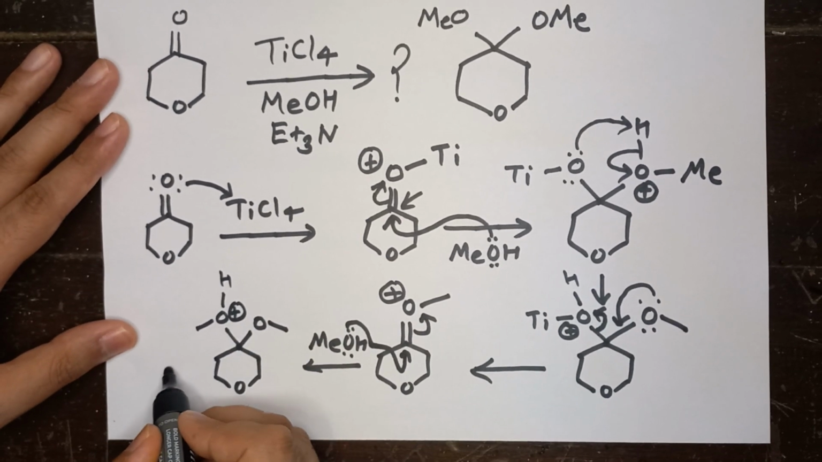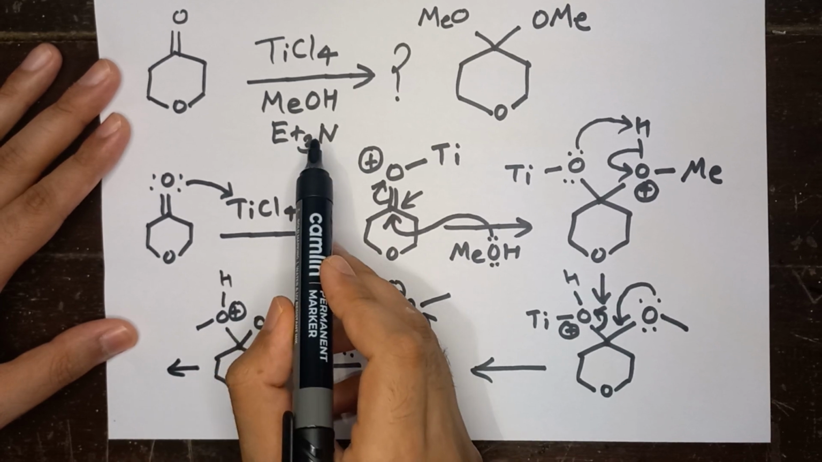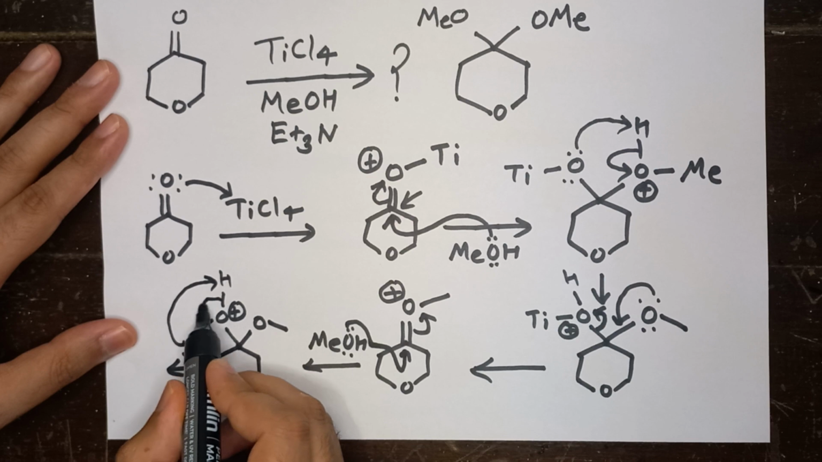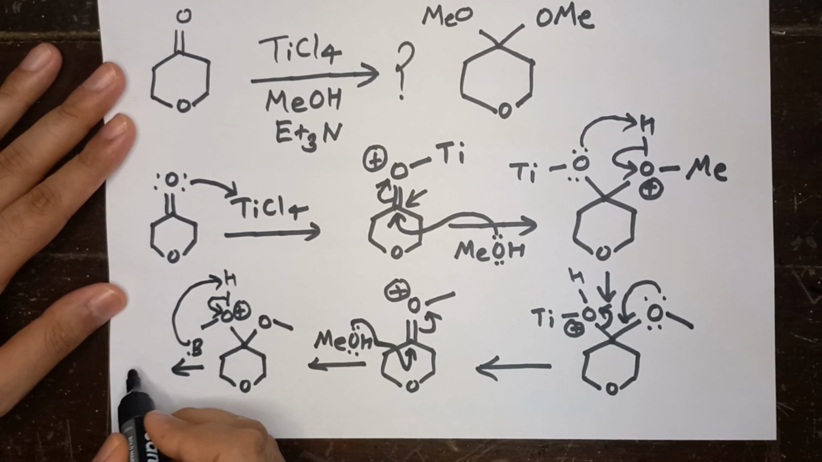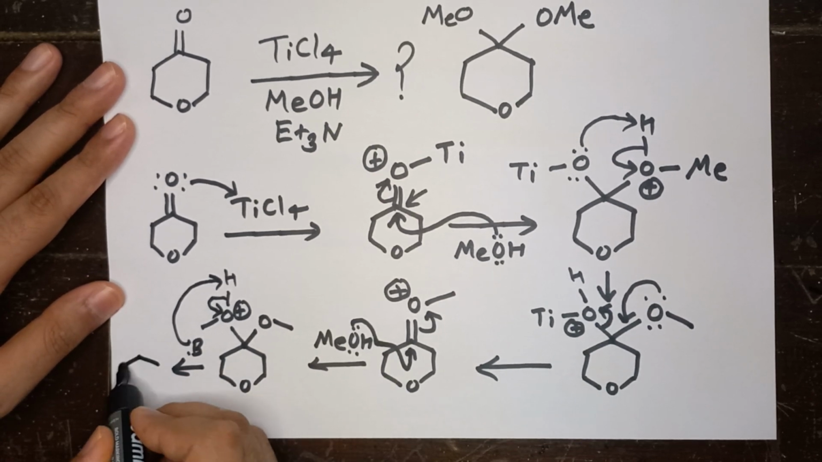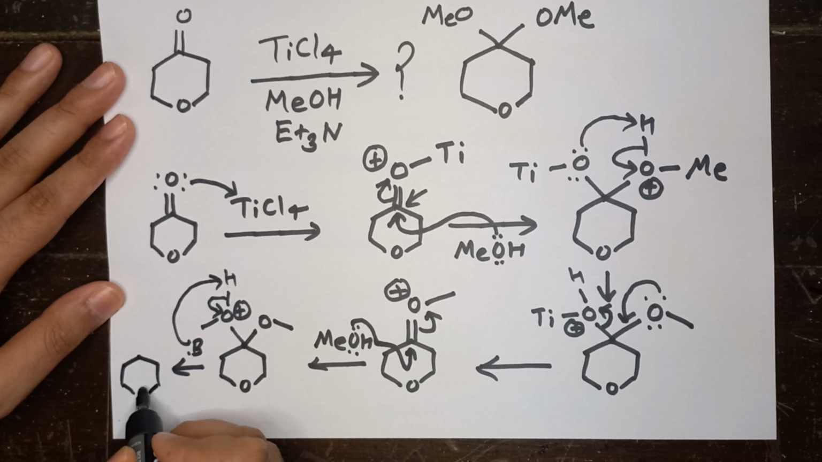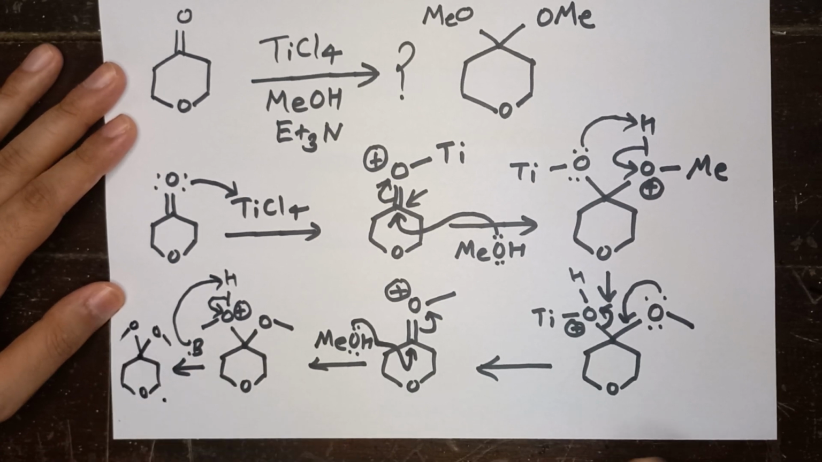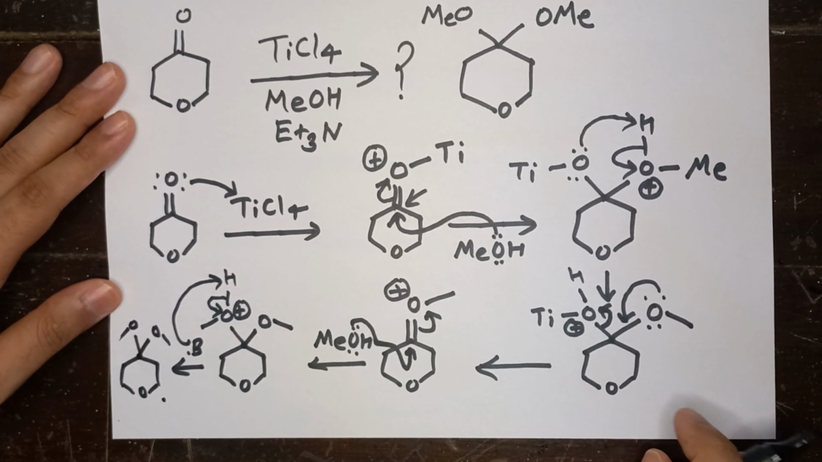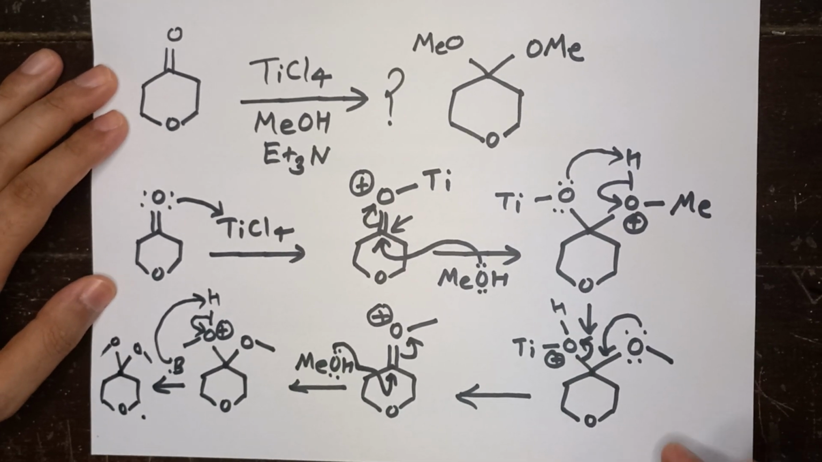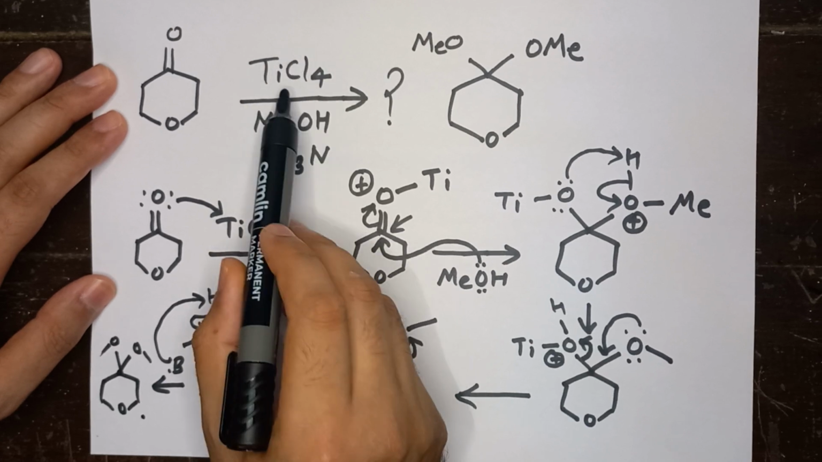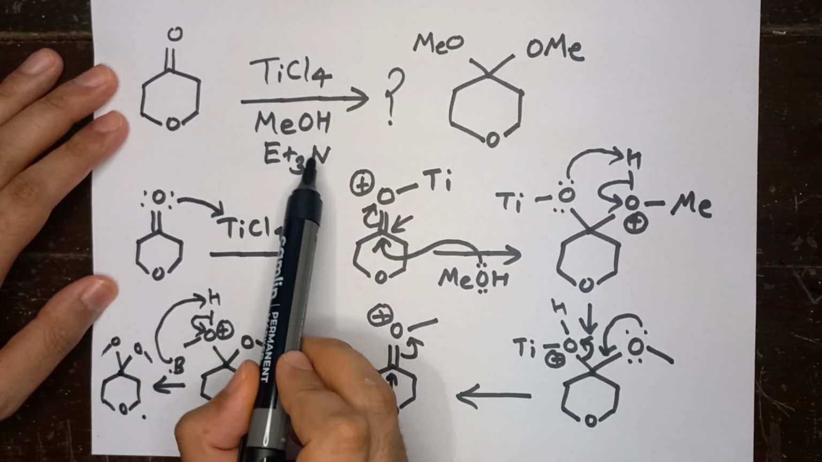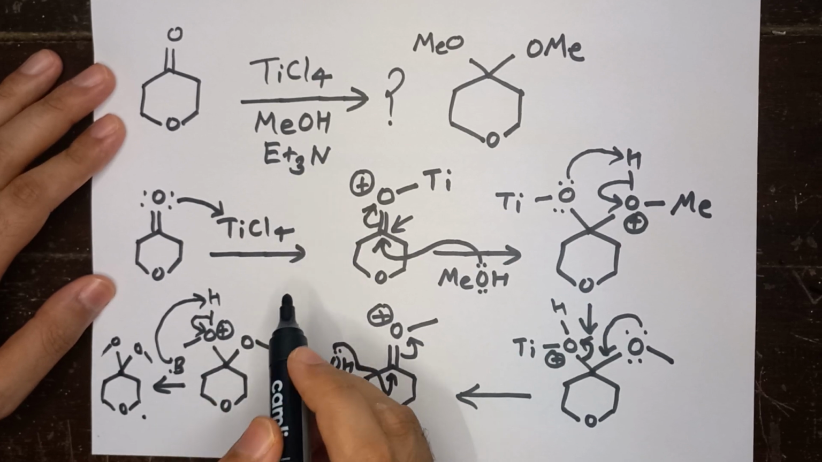Now at this point of time, we have triethylamine as a base. So this base will take away this proton, neutralizing oxygen, and this is how you are getting your final product, the protected ketone. So this is the mechanism for this Lewis acid catalyzed ketone protection using methanol and triethylamine as a base.